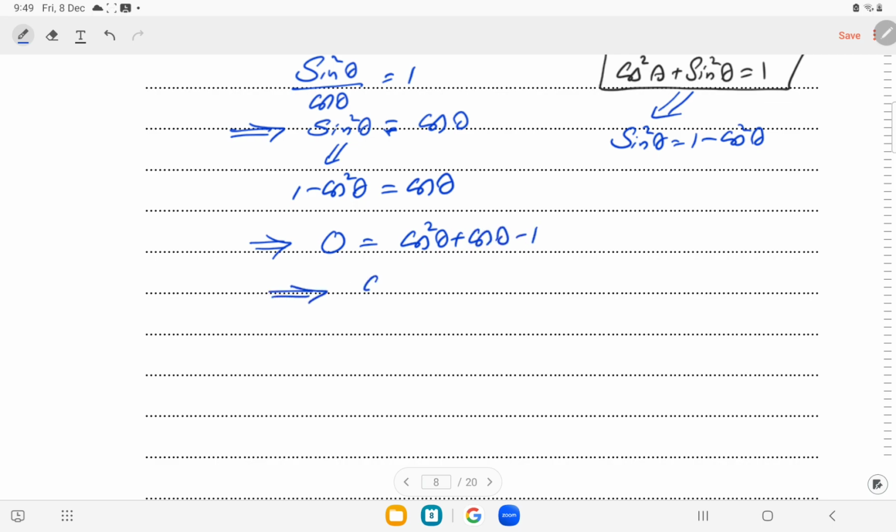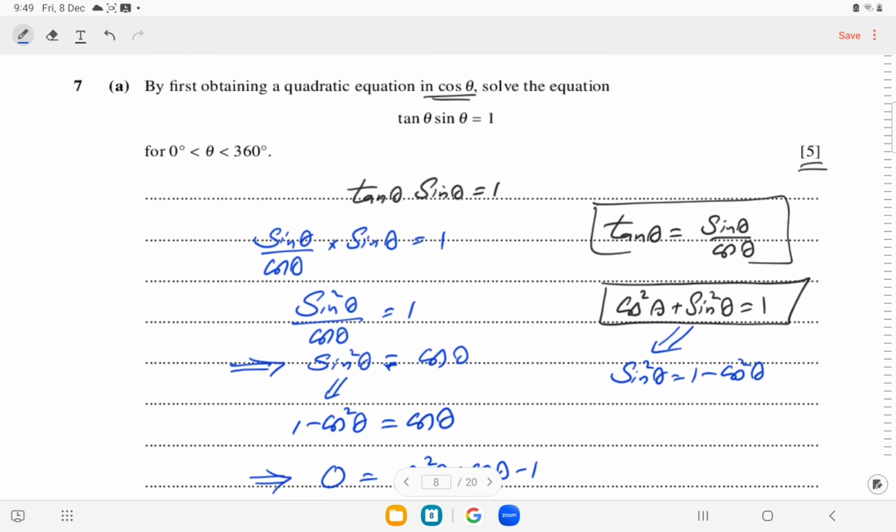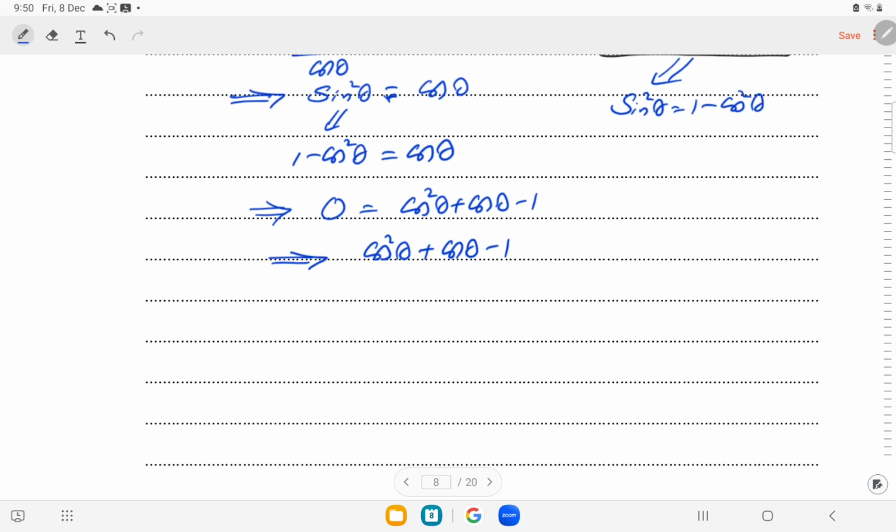So that is the required result in terms of cos theta, what has been asked for how many marks? 5 marks. This is so simple. And now further, first we get this one half marks we have done. Now we need to solve the equation, and it is for the angle theta from 0 degree to 360 degree. It means in all 4 quadrants.